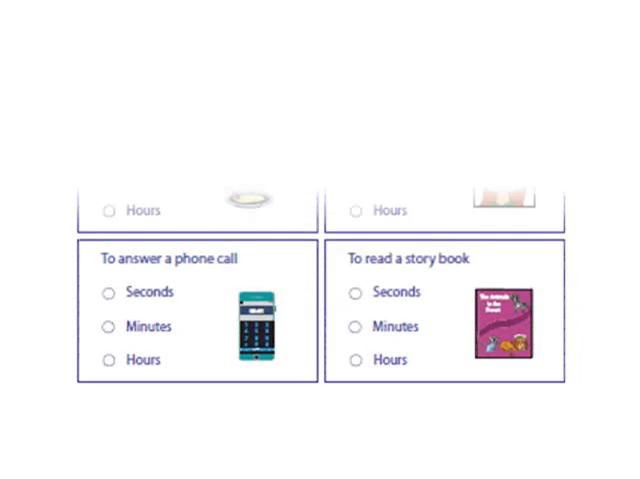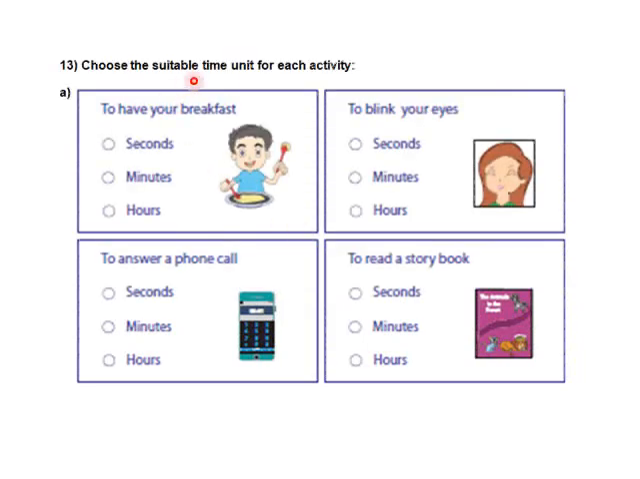The last question in our revision today. Choose the suitable time unit for each activity. To have your breakfast, you will probably do that in seconds or minutes or hours. Yes, probably in minutes. To blink your eyes, this will take seconds or minutes or hours. It will take seconds.